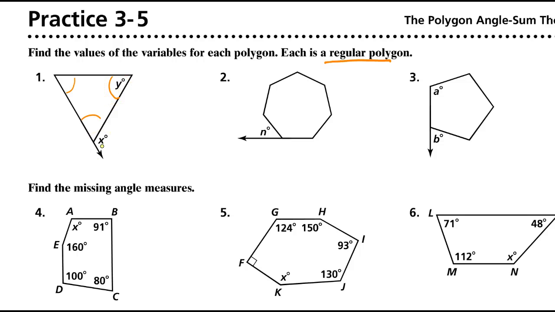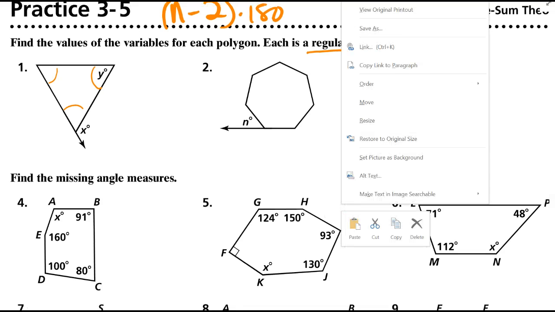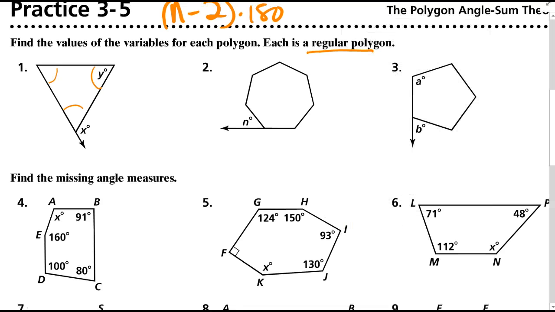Well, hey, it's a triangle. I could use my polygon angle sum theorem, n minus 2 times 180, or I could just remember that triangles have 180 degrees. Well, let's just practice with this, shall we? N is the number of sides. For a triangle, that's 3. 3 take away 2 is 1. 1 times 180 is 180. Yay! So on the inside of this triangle, I have 180 degrees.